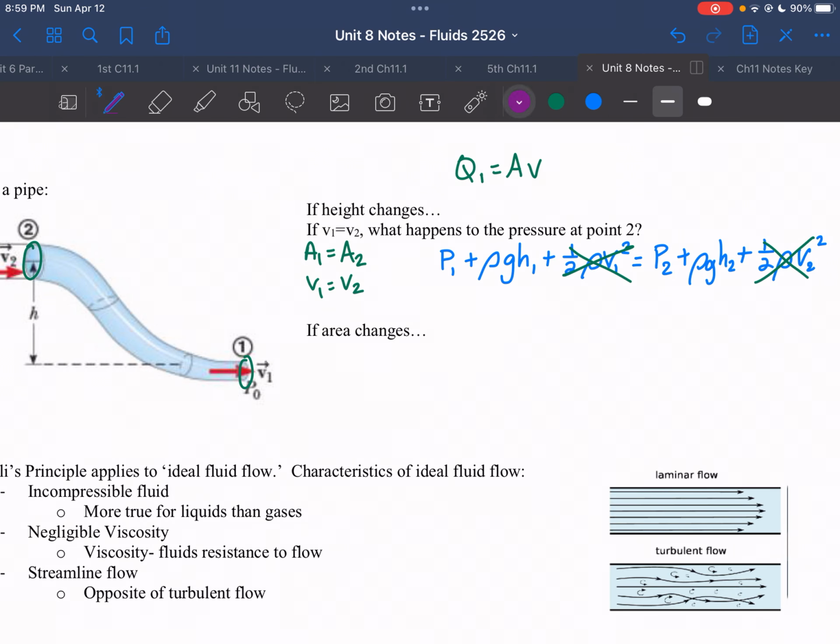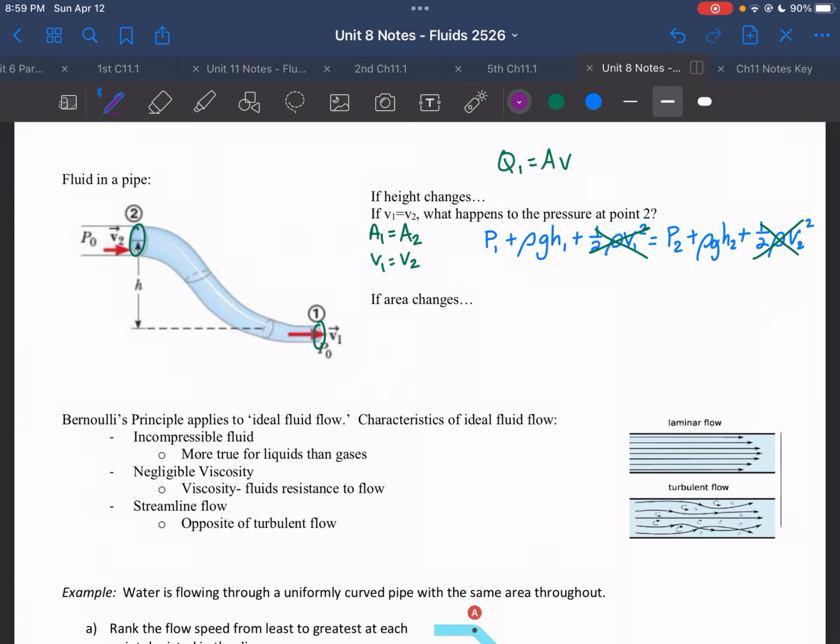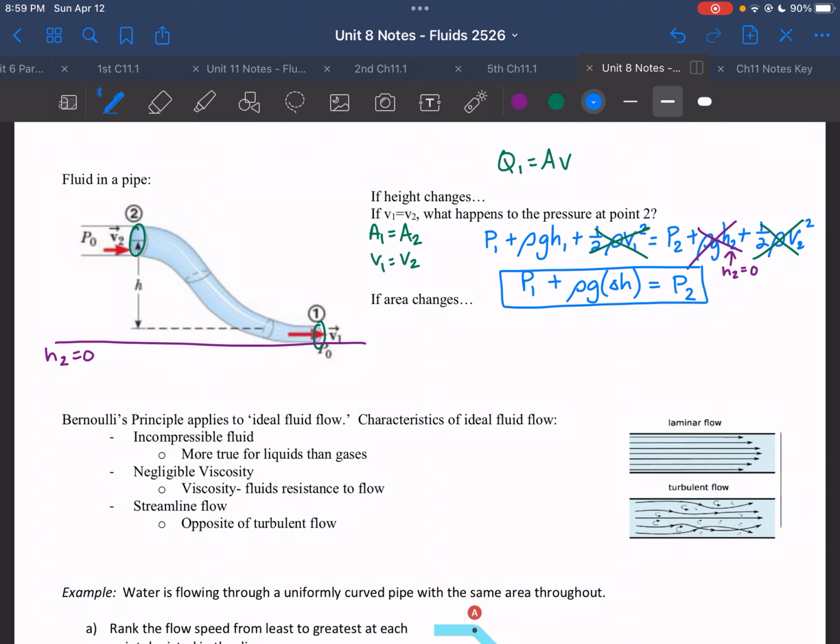And if the height goes from a higher location to a lower location, so let's say that we're at this location right here, that h2 is equal to 0, then that term goes away. So really what we're told is that the pressure at 1 plus rho gh, where h is going to be the change in your height, is equal to the pressure at our second location. Again, that is assuming that the areas are exactly the same and the height changes.